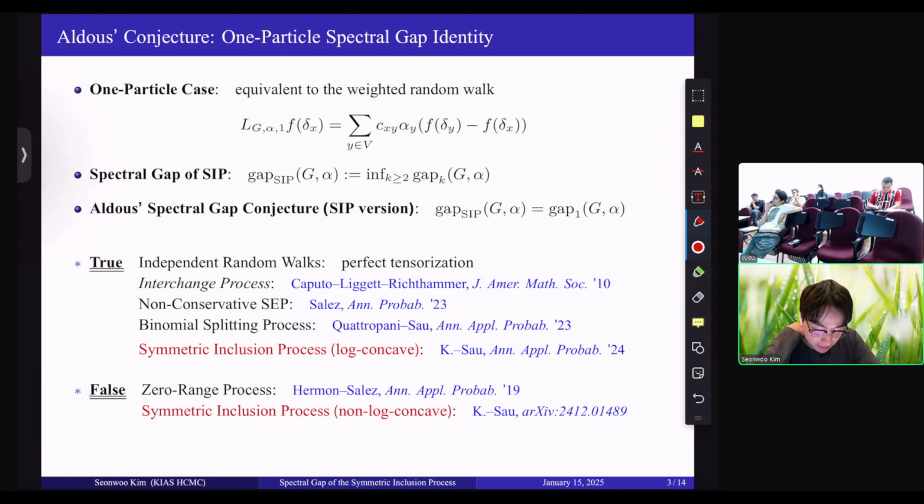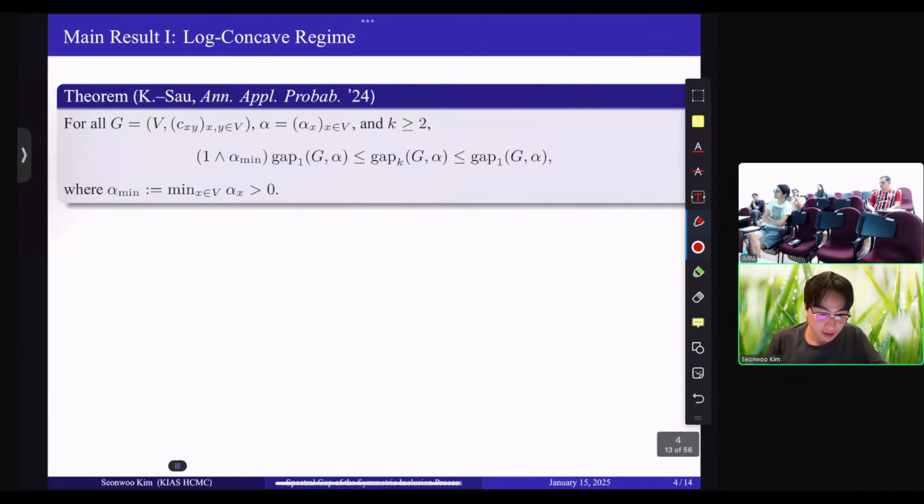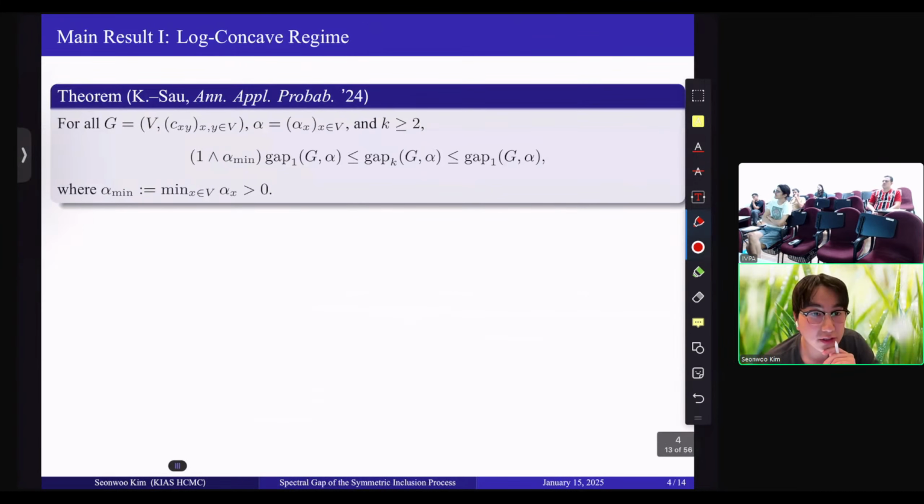If there are no more questions, I will move on. Then I'll go to the first result. Actually, I'm going to give basically three blocks of results today, and after introducing each result, I'll try to give some concrete ideas and a sketch of the proofs. So we'll first start with the first one. This is exactly the Aldous conjecture part. First, we have this quite concrete inequality.